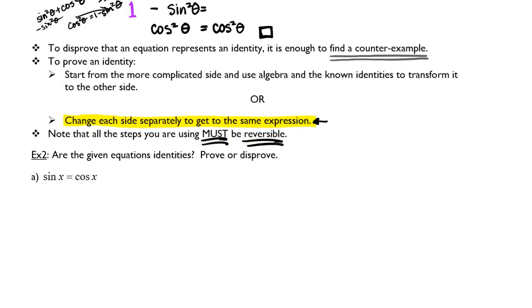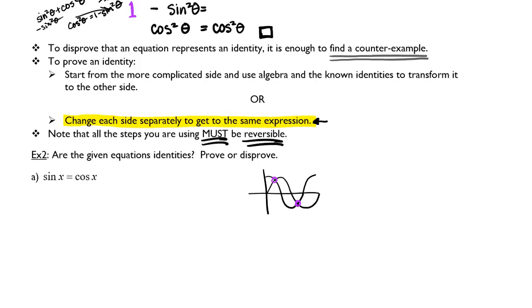So for this last example, we have a statement, and we're asked to show if the given equations are identities, prove or disprove. I have a really sneaky suspicion that sine of x does not equal cosine of x. I know that if I were to sketch them, here's sine x and here's cosine of x, and they're offset by a certain amount. But there are points at which they cross. So there are points at which sine of x does equal cosine of x, but there are only 2.